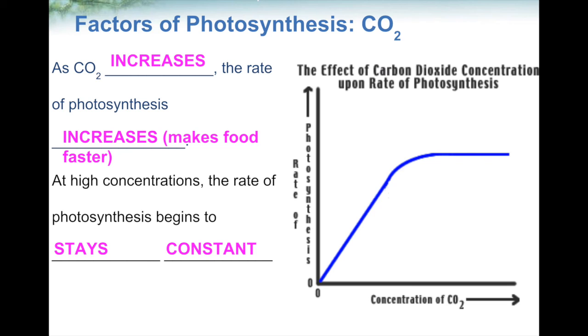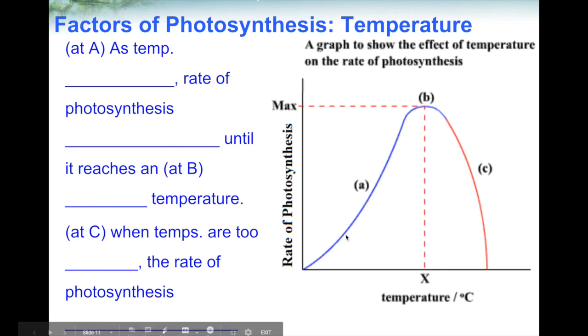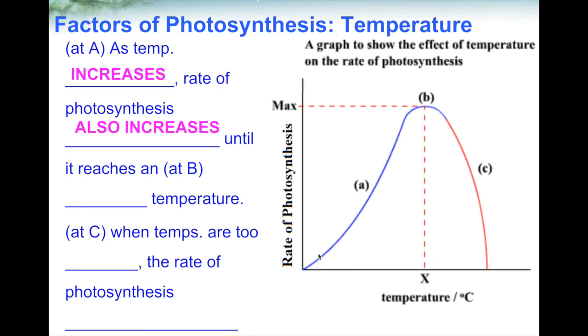The last thing that can affect the rate of photosynthesis is temperature. So here, on the x-axis we have temperature, so the further we go to the right, that means the temperature is getting hotter and hotter. Now here is showing an increase. That means the temperature is increasing a little bit, and at the same time the rate of photosynthesis is also increasing. So that's what A means. The warmer the temperature, it can make food faster.